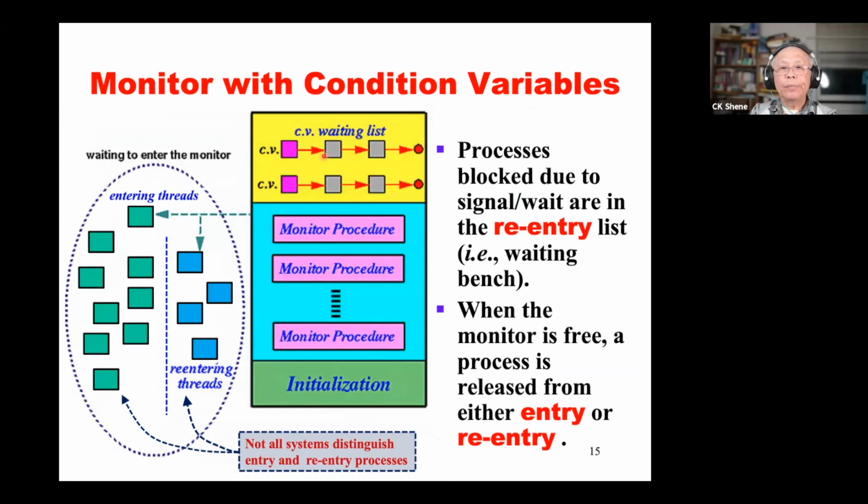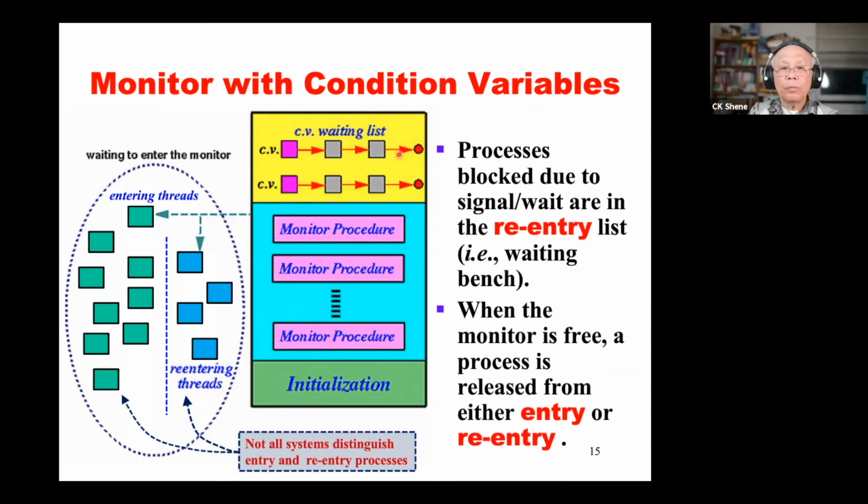Now we still have our monitor, we have a constructor here, and we have a set of monitor procedures here. Now we have condition variables. Each variable may have some waiting list. Even though I drew it as a linked list, it does not have to be first in, first out. It could be random order.